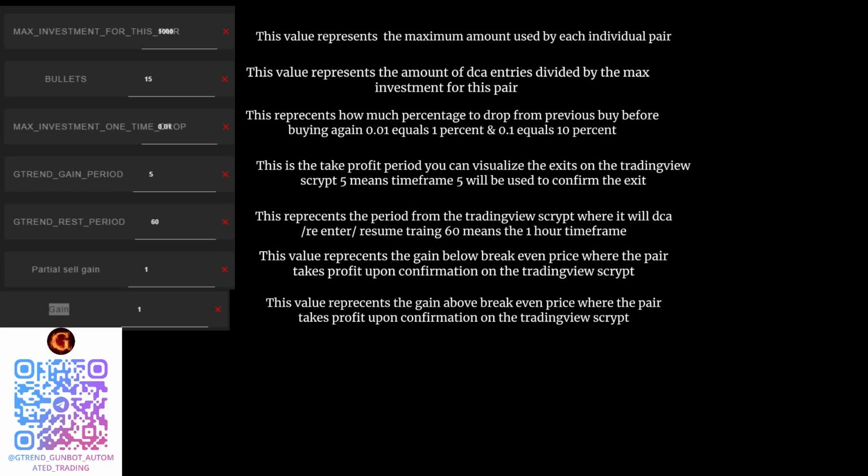Also, we have partial sell gain. This represents 1%. This means this is below break-even price. This is where it takes profit. And gain is above break-even price.